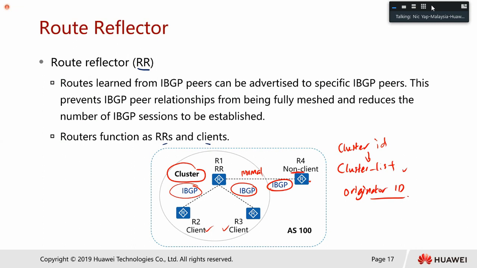They need to add this ID into the route update that I received from the client. When the client gives it to me, I add that you are the originator ID. It's not me, you are the one. I will add your router ID into the route update and send to everybody, to say that this update comes from this originator ID, from the client. That is what we have inside route reflectors: RR, client, non-client, cluster ID, cluster list, and originator ID. So these are the pieces of information that we have inside a route reflector.